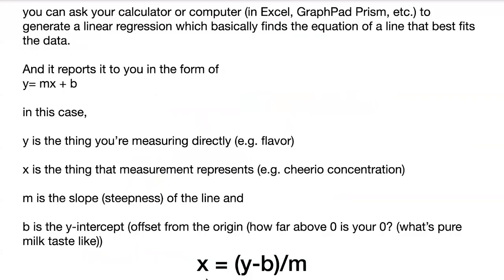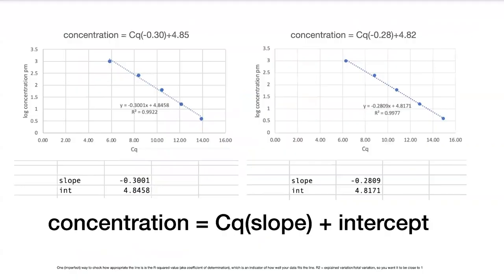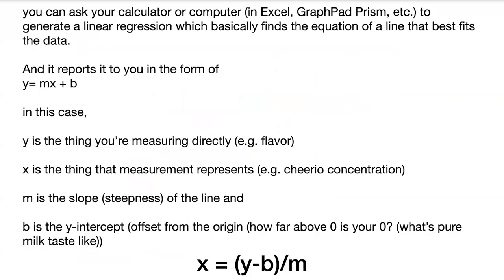The linear regression is going to give you some sort of equation that's in the form of x equals (y minus b) over m. So in this case, y would be the thing that we're measuring directly. So that would be our flavor. We'll look later though at an example where our y is actually going to be the thing that we're trying to measure. So you need to make sure you know what your x and your y are. But in this case, y is the thing you're measuring directly. So that would be like our flavor. X is the thing that the measurement represents. So our Cheerio concentration. This is what we're trying to find out. And then m is going to be the slope or the steepness of the line. And then b is going to be the y-intercept, the offset from the graph.